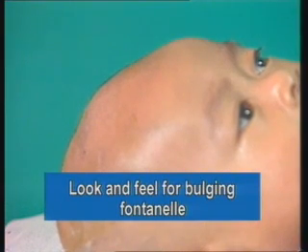Look and feel for bulging fontanelle. This sign can be assessed only in children who have an open fontanelle. The fontanelle closes in most children by 18 months of age.